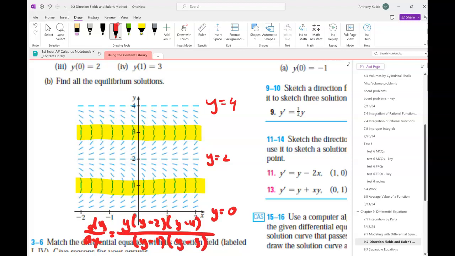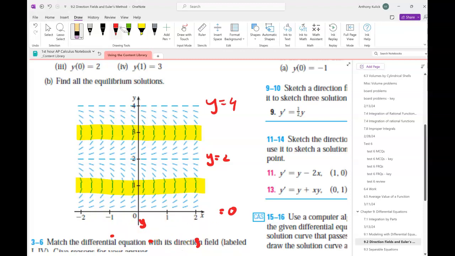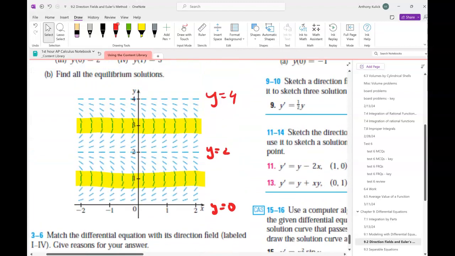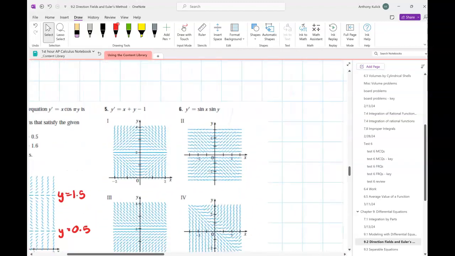Does that feel okay there? You see how I kind of looked at the slope field and was able to tell stuff about what the differential equation would look like? Okay. What are you guys thinking? Is this pretty okay? Yeah? All right. Let's do this next one.